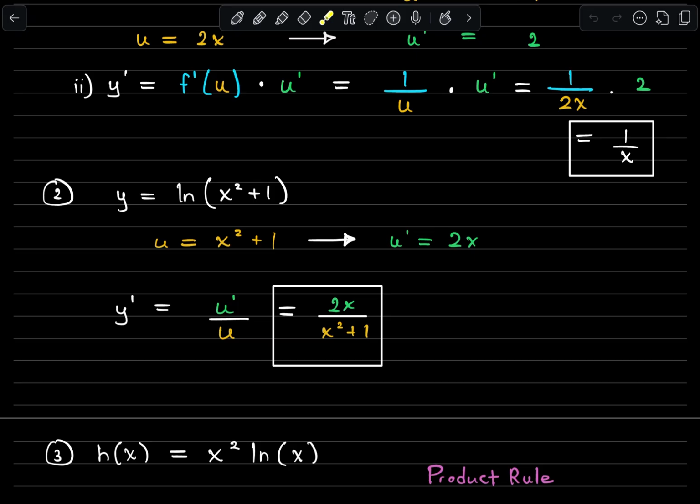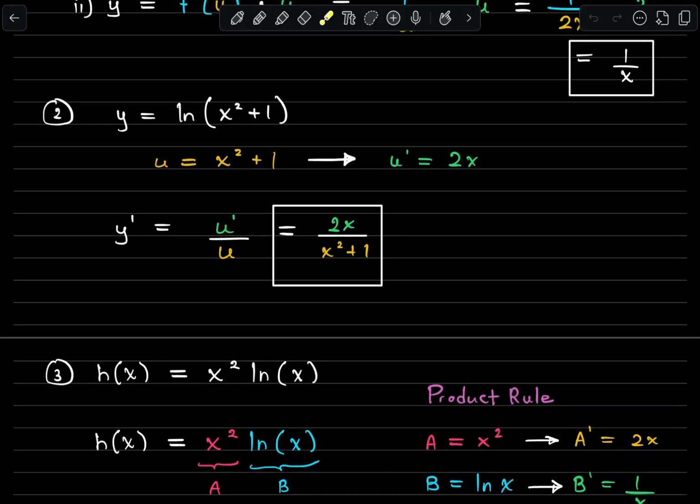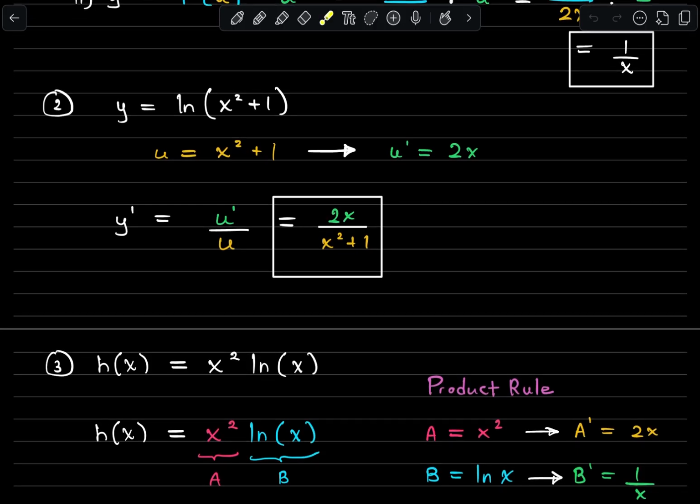Now we've got example 3. h of x is equal to x squared times ln of x. You've got two functions which are multiplied by each other. We're going to have to use the product rule. So we go ahead, we call our x squared a. We call natural log of x b. We can list them both out over here and derive each one individually.